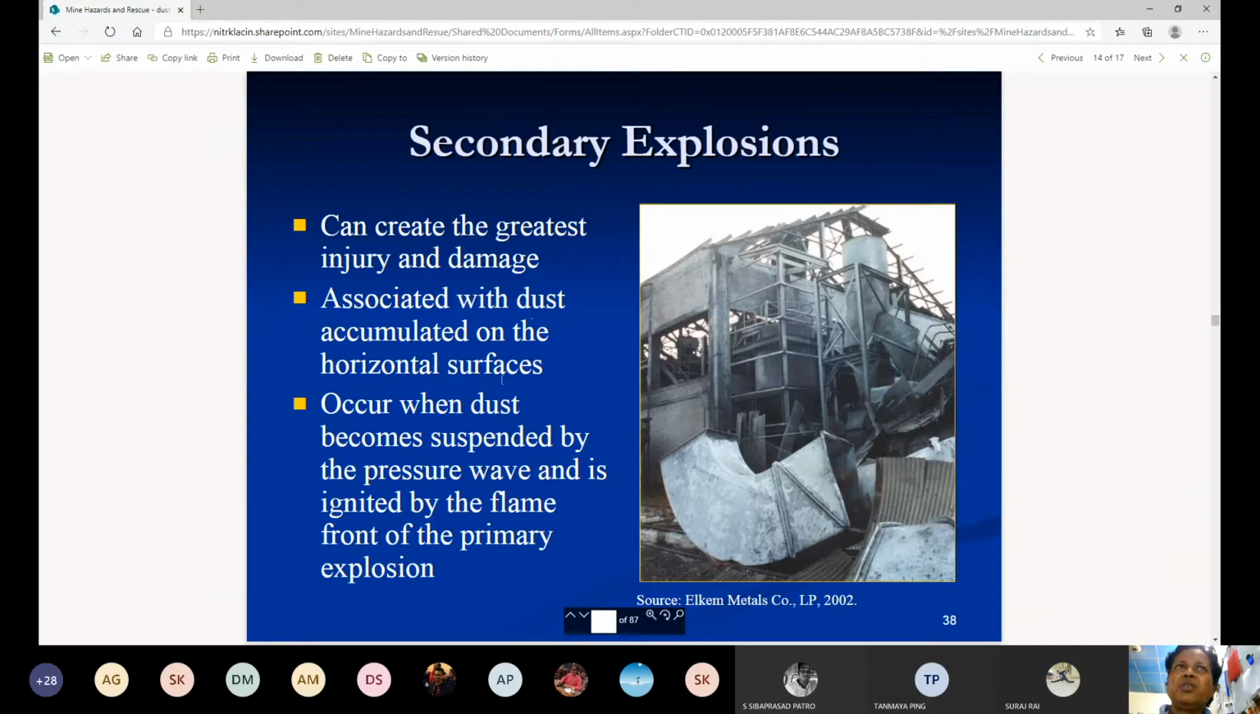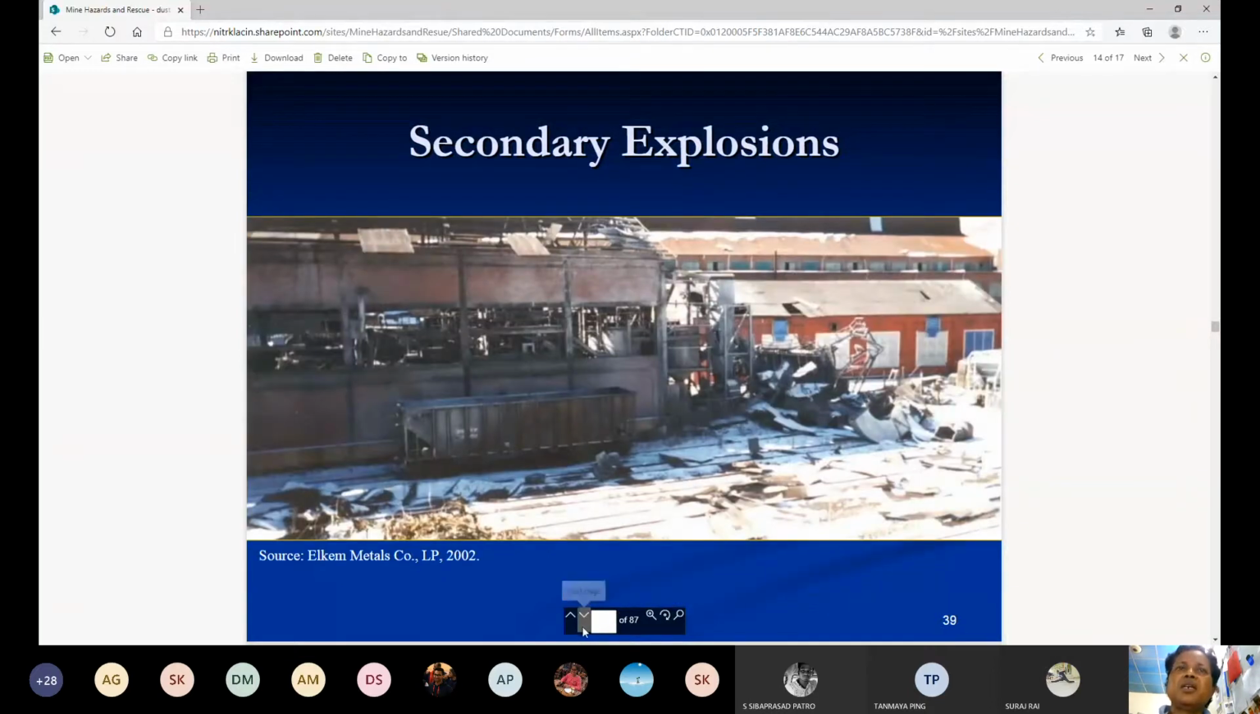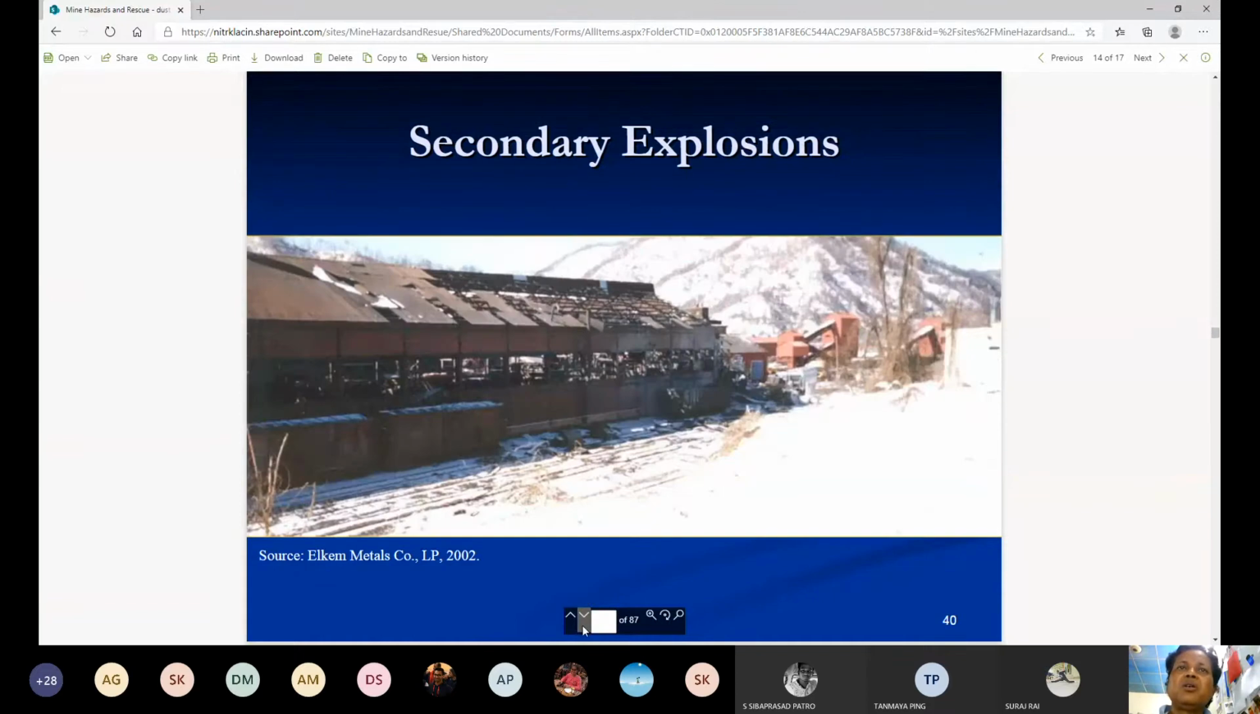It is associated with dust accumulated on the horizontal surfaces. It occurs when dust becomes suspended by the pressure wave and is ignited by the flame front of the primary explosion. From the primary explosion, the secondary explosion takes place. So this is the secondary explosion.